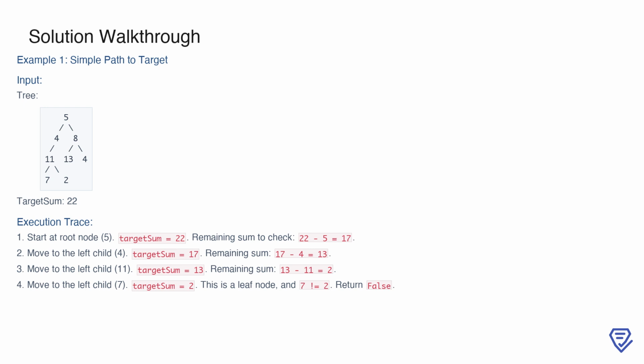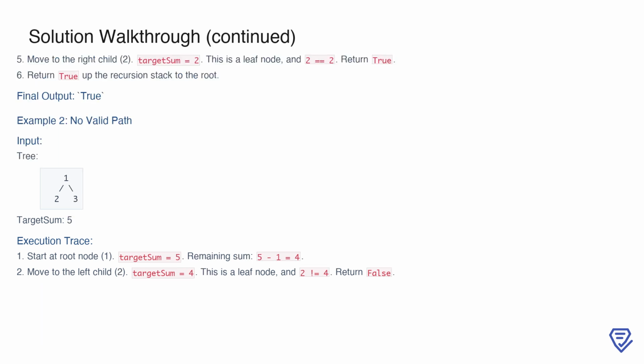Since this is a leaf node and its value does not match the remaining target sum of 2, we return false for this branch of the path. Next, we check the right child of node 11, which has a value of 2. This is also a leaf node, but in this case, its value matches the remaining target sum of 2. As a result, we return true for this path.